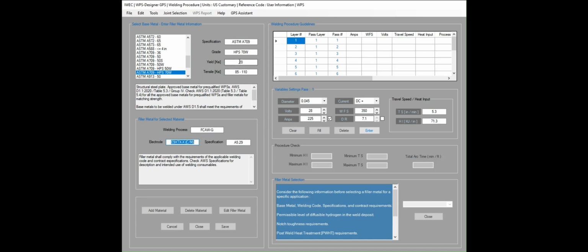Generally, filler metal is selected to match the mechanical properties of the base metal. Depending on the selected material and project specifications, it will be necessary to consider other requirements such as corrosion resistance, hydrogen content, heat input control, stress relief heat treatment, joint position, and plate thickness. Check applicable AWS filler metal specification for description and intended use of welding consumables, and project specifications for special weld metal requirements.